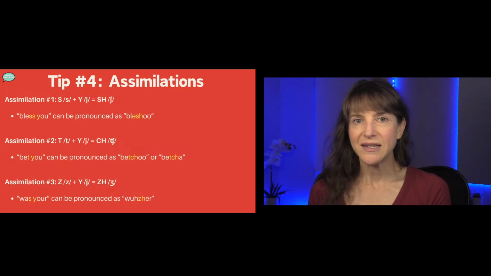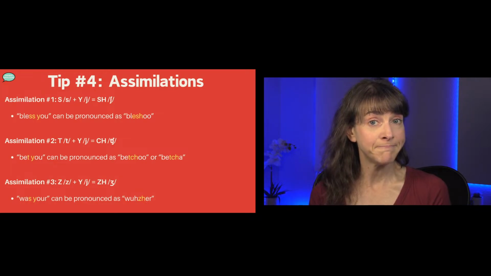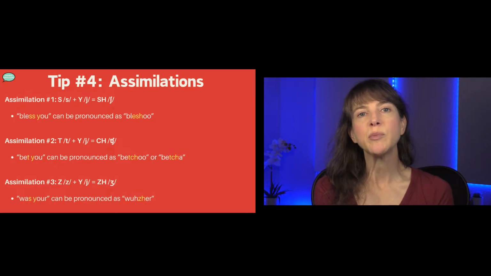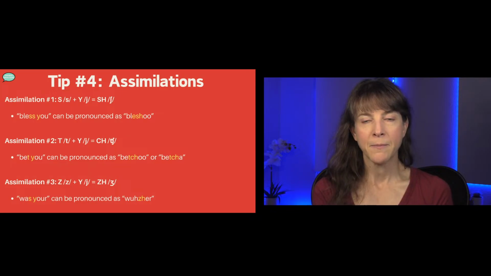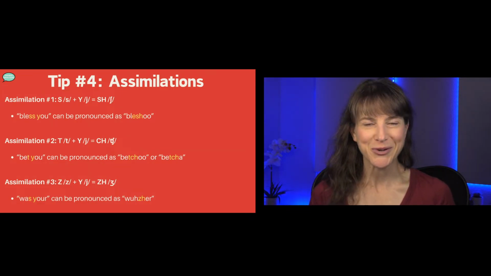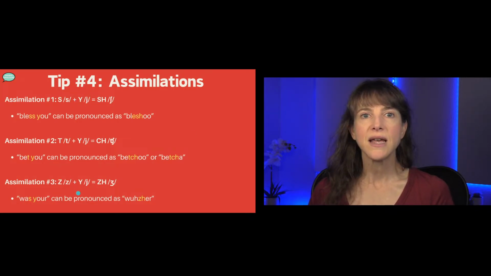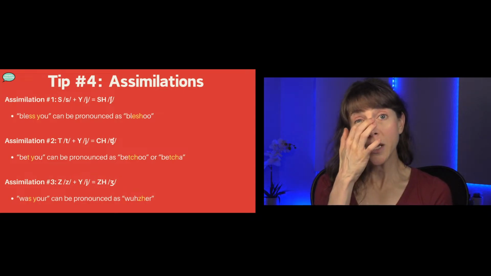So your first assimilation that you're going to practice is when you have a word or syllable that ends with an S consonant, and the next word or syllable begins with the Y consonant. An entirely new sound is created, the SH consonant. And you'll see in all these examples, we're always linking to a Y consonant, and that's because the words you and your are really common in English.